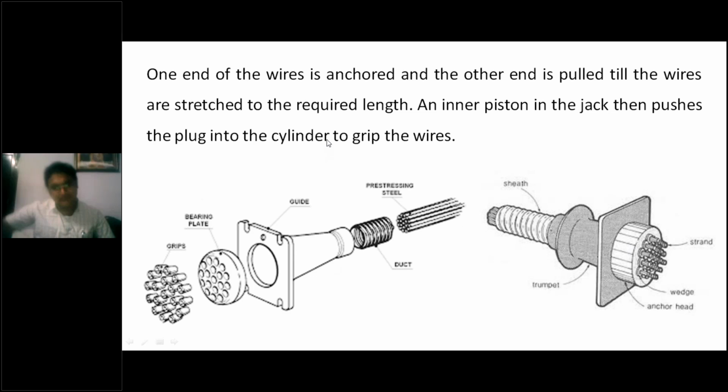So here one end of the wire is going to be anchored and the other end is pulled till the wires are stretched to the required length. So here no need to do anchoring at one end. You can do stressing on either end. Okay, that is how the equality of load can be distributed to the concrete easily.